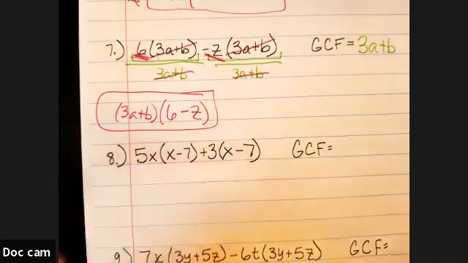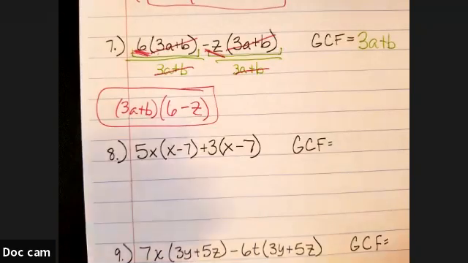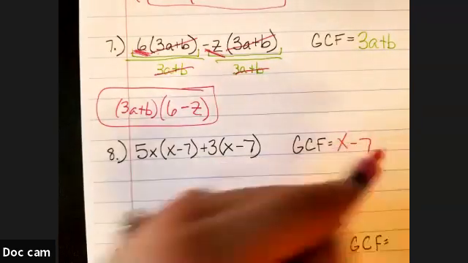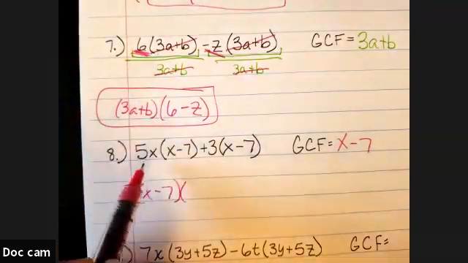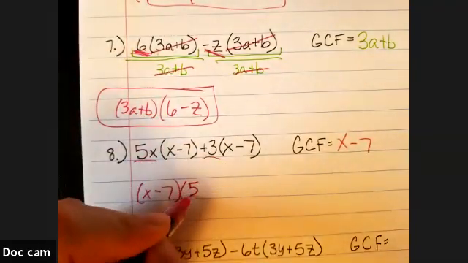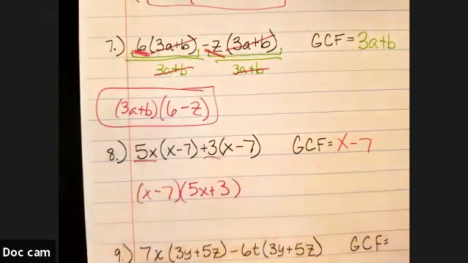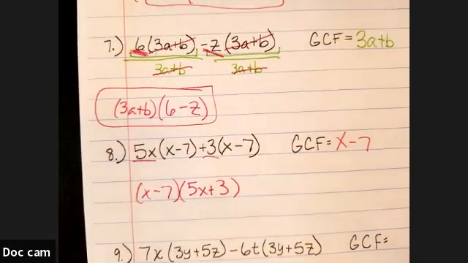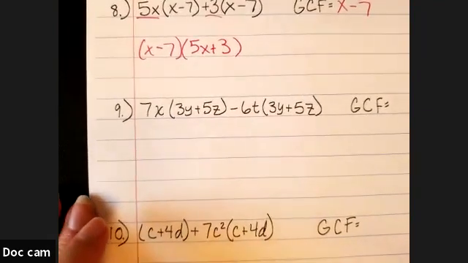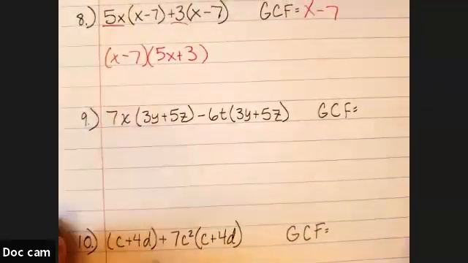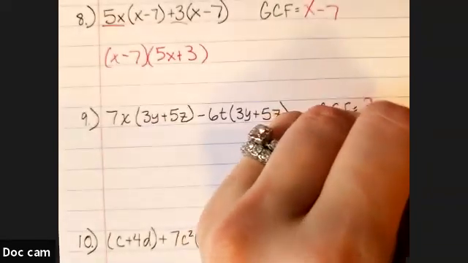For number 8, it's kind of the same thing. Your GCF is going to be x minus 7, so that's going to be x minus 7 times 5x plus 3. And on number 9, your GCF would be 3y plus 5z.